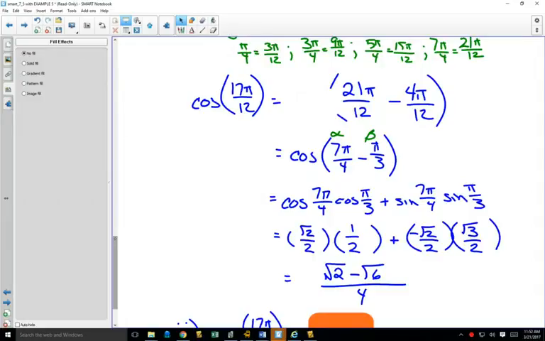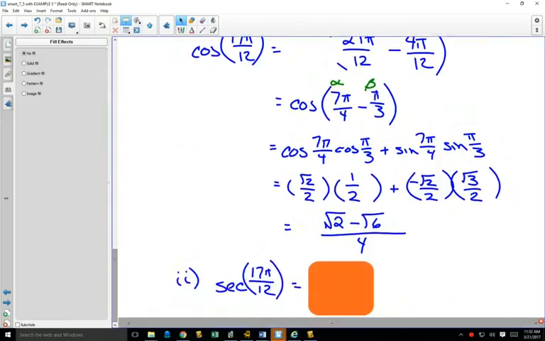Sometimes on the exam they have cos of 17 pi over 12 as part A of the exam question. And then in part B, worth only 1 mark, is secant of 17 pi over 12. What's the answer to secant of 17 pi over 12? It's just going to be the reciprocal of the answer you got for cos.